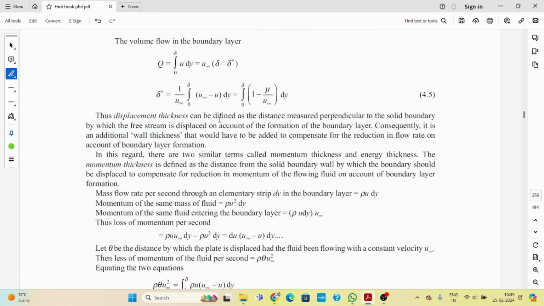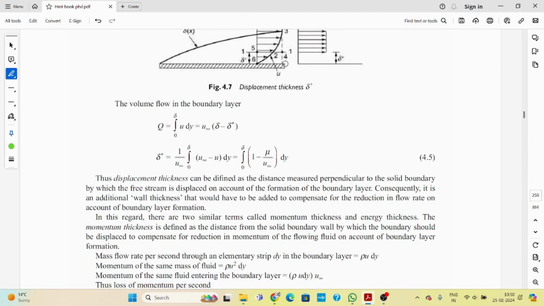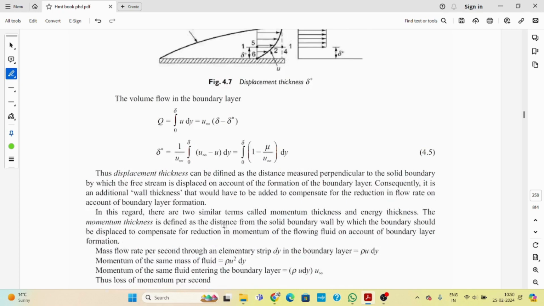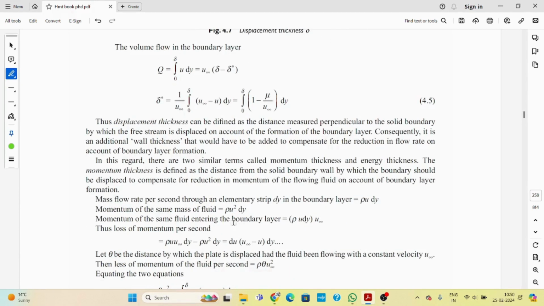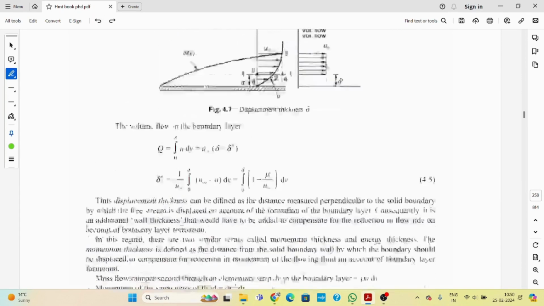Here is the definition. It can be defined as the measure of perpendicular distance to the solid boundary by which the free stream is displaced on account of the formation of the boundary layer. Okay, because the formation of the boundary layer involves the viscous effect, and some energy will be lost due to the viscosity. So this loss of energy can be compensated by the boundary layer, and there are different types of momentum and energy thickness. Here you can see there are two similar terms called momentum and energy thickness. The momentum thickness is the distance from the solid body by which the boundary layer would be displaced to compensate for the reduction in momentum due to the viscosity. Okay, and the same for reduction in energy due to the viscosity, because all this happens due to the viscosity.